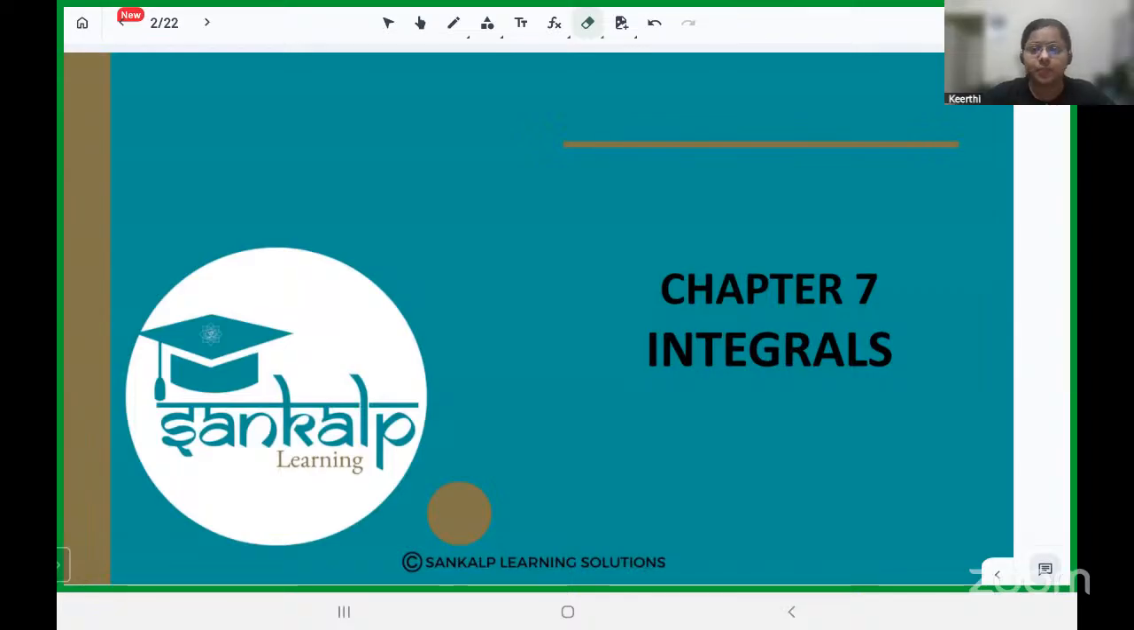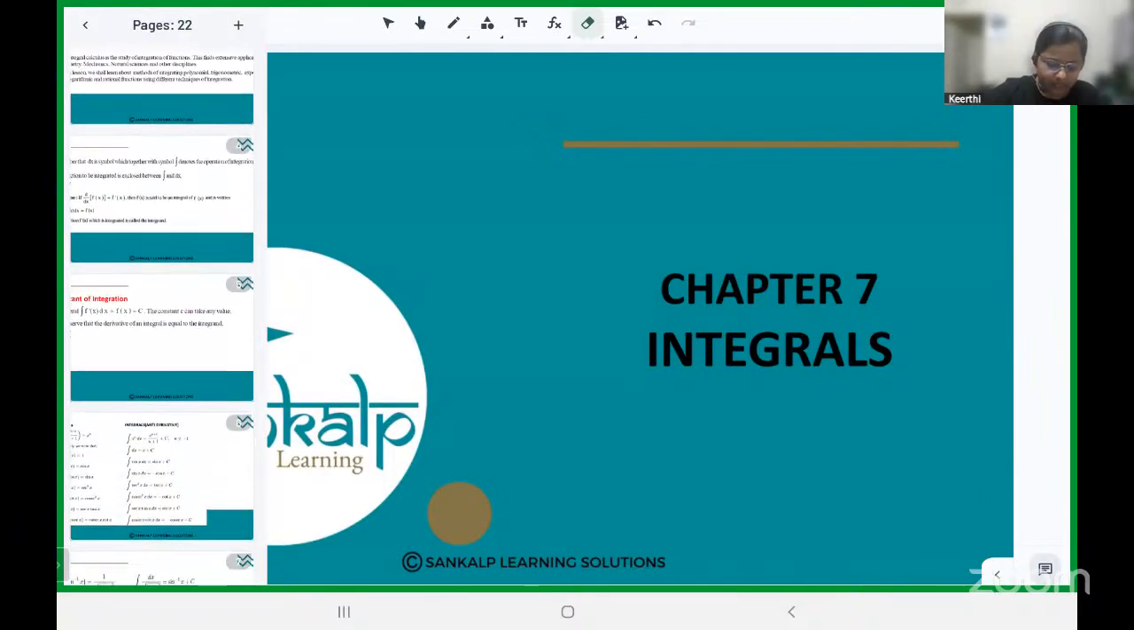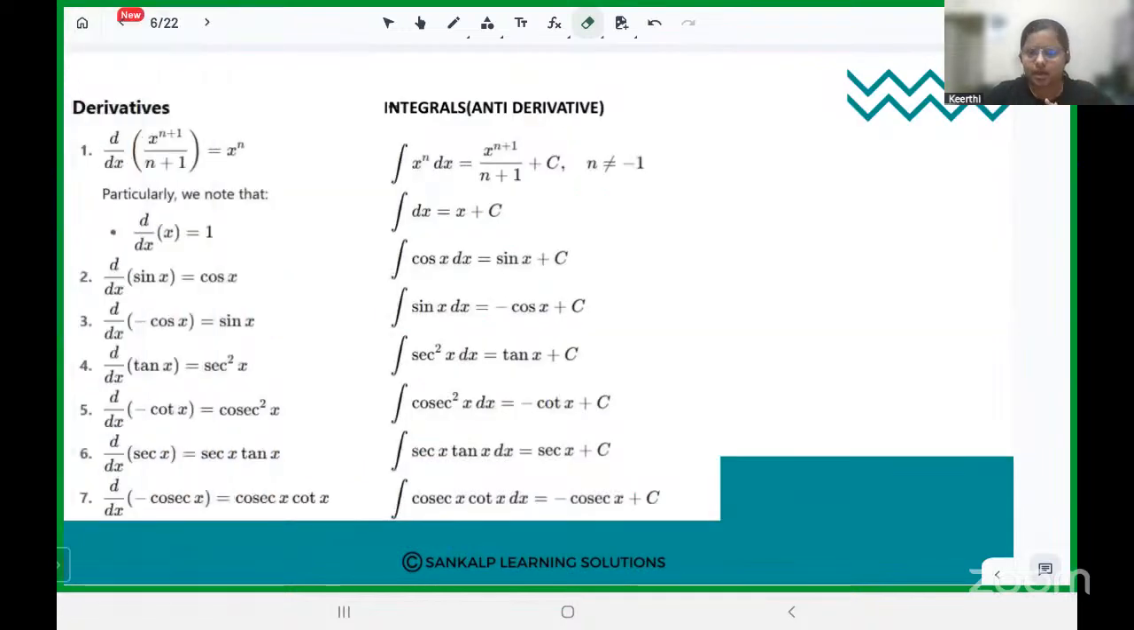What was our first method? The first method was direct integration, isn't it? We have studied some standard formulas of integration, and with the help of these standard results, we solved certain integrals using the direct integration method. So that was our first type. Okay, now what was our second type?